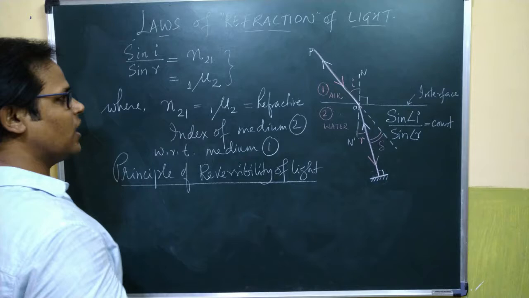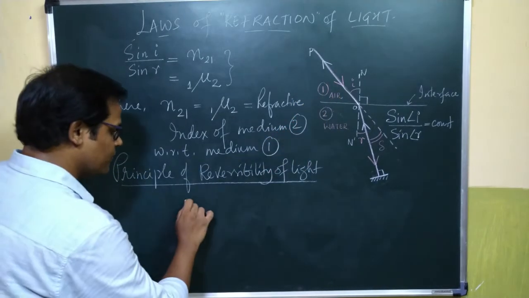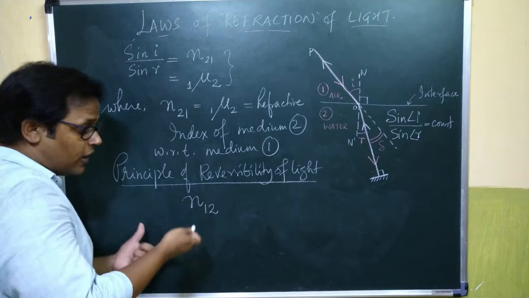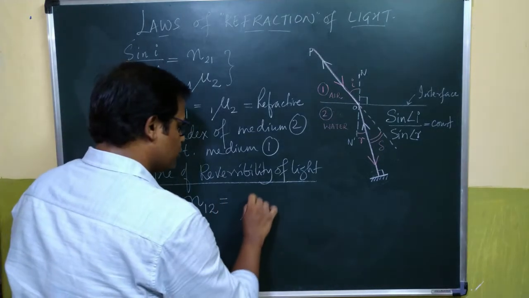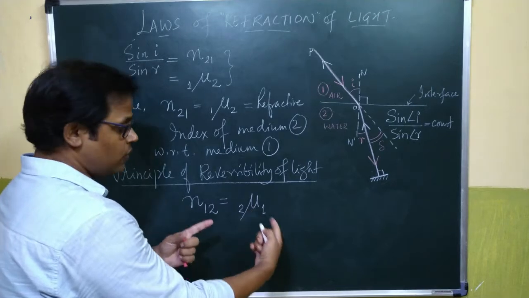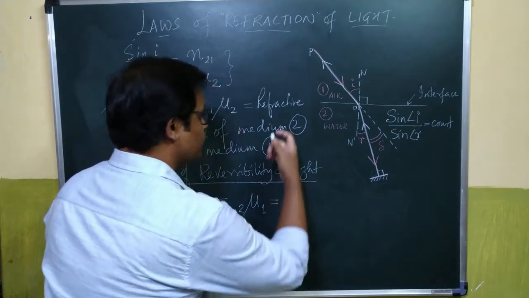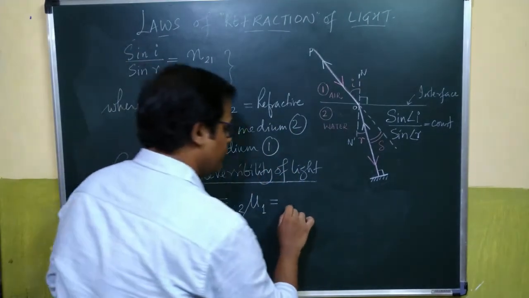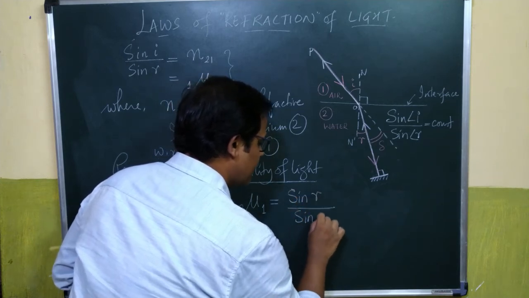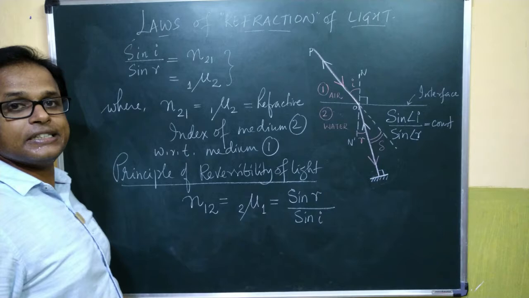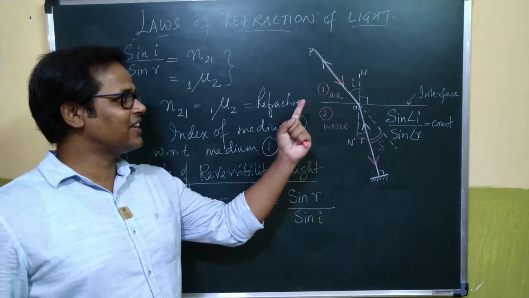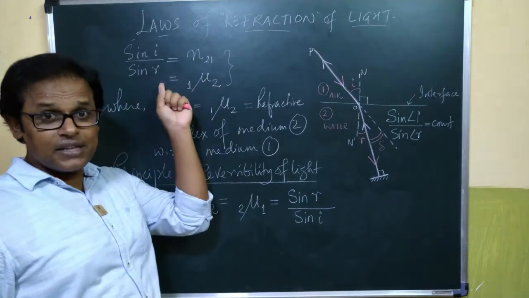So if you want the refractive index of medium 1 with respect to 2, you write n12, or you could also have written mu 1 2, the refractive index of 1 with respect to medium 2. So the formula will be, yeah, you got it right, sine r by sine i. That's it. As simple as that. So if you are calculating the refractive index of 2 with respect to 1, it is sine i by sine r.